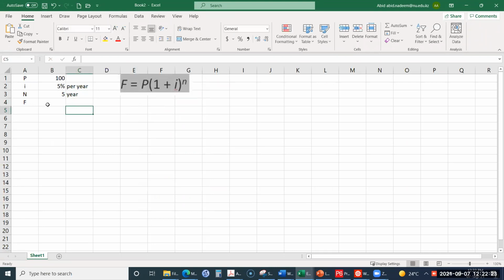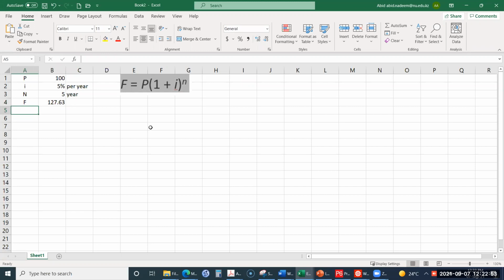Okay, maybe you can use this formula. F is equal to P into (1 plus I). So if I use P, which is this, multiplied by 1 plus I, which is already in percentage, and power N, which is this, I will get a value of 127.63, right?